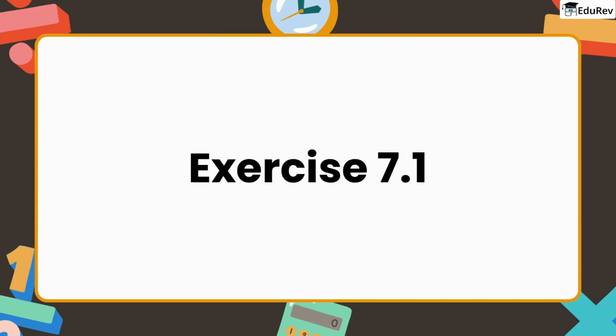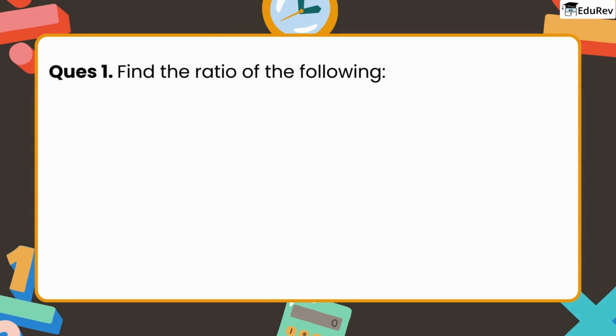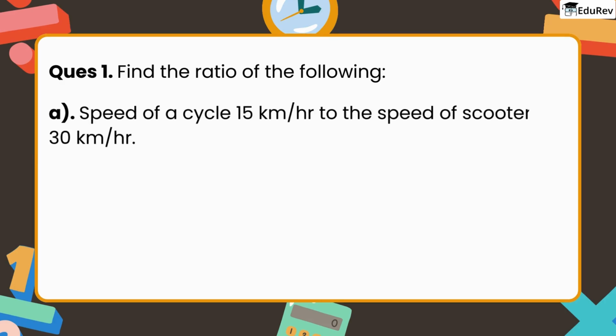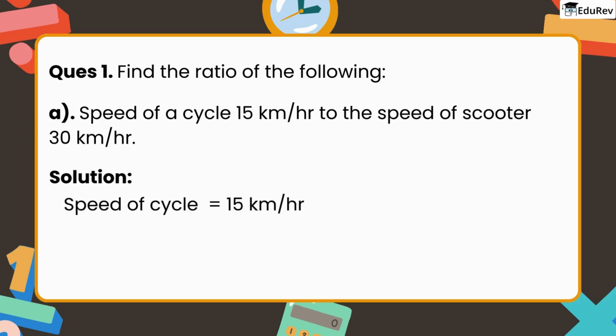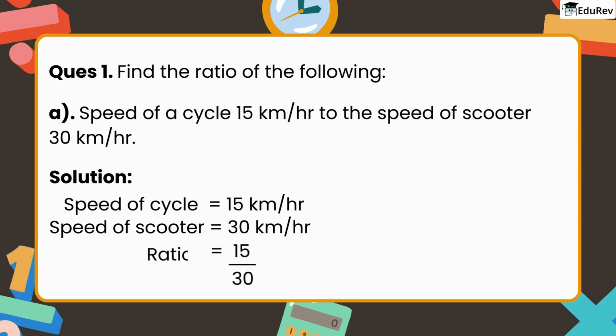Now, let's start with the questions. The first question says, find the ratio of the following. First part is, speed of a cycle, 15 km per hour, to the speed of a scooter, 30 km per hour. The speed of cycle is equal to 15 km per hour. The speed of scooter is equal to 30 km per hour. Ratio becomes equal to 15 upon 30. Simplifying this, we get 1 upon 2. This implies the ratio comes out to be 1:2.